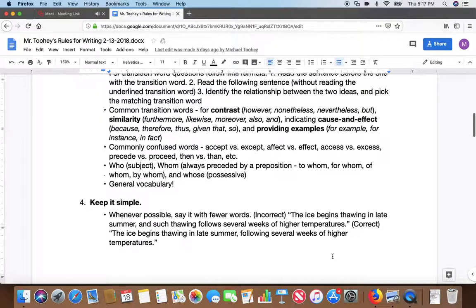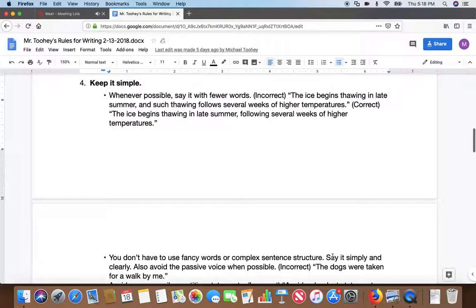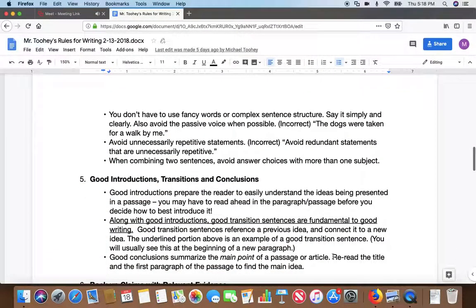Okay. Keep it simple. One of the most commonly tested rules. Basically, you can say it with fewer words. Say it with fewer words. That's it. You don't have to be fancy. You don't have to have fancy sentence structure.